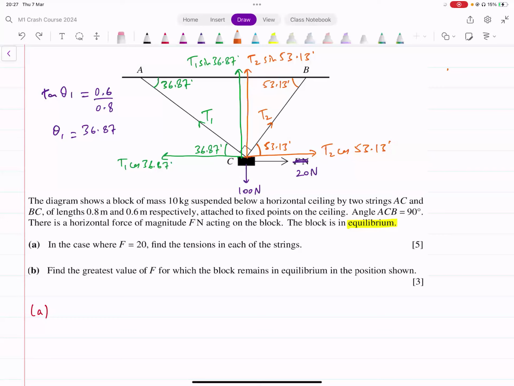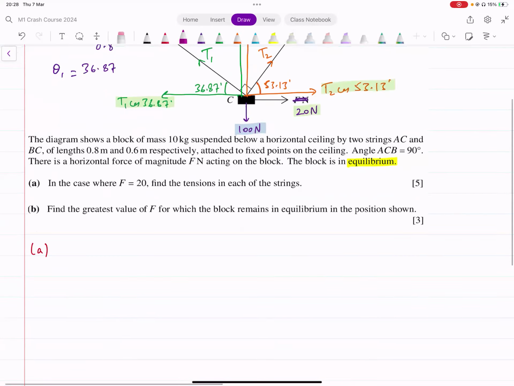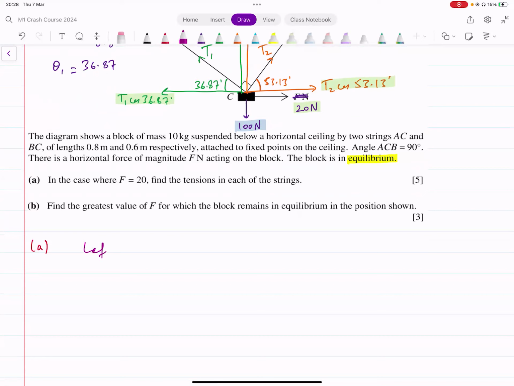Let's equate the opposite forces. We have some horizontal forces. We have T1 cos 36.87 acting towards the left. And towards the right, we have these 2 forces. Upwards forces are T1 sine 36.87 and T2 sine 53.13, and downward forces 100. Just equate the opposite forces because it's equilibrium. So we say the forces acting towards the left side, they should be equal to the forces acting towards the right side. The upward forces, they should equal the downward forces.